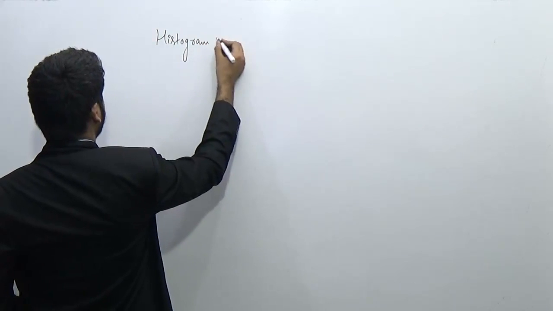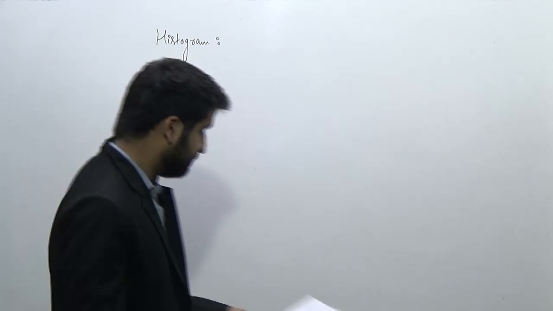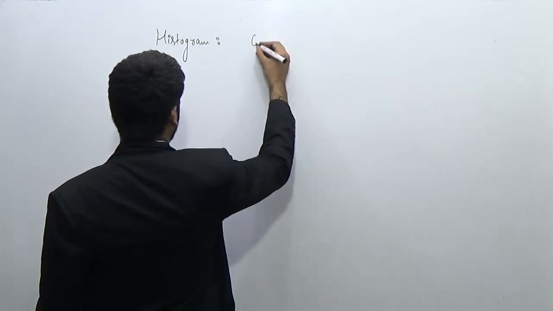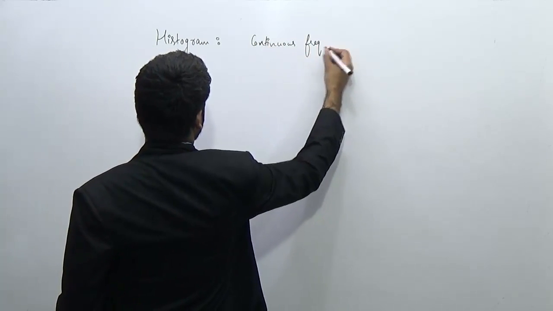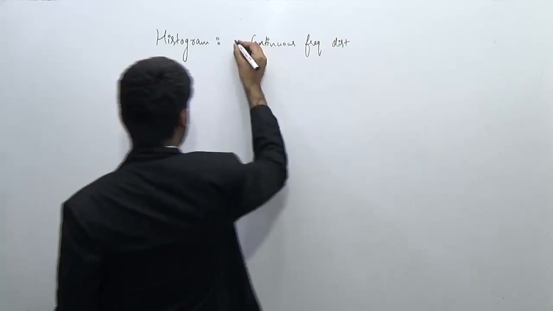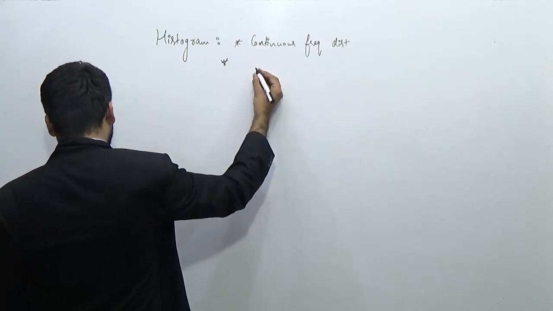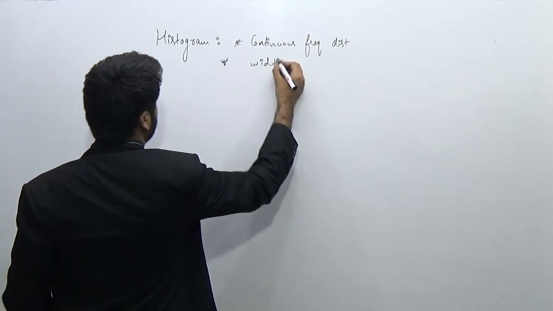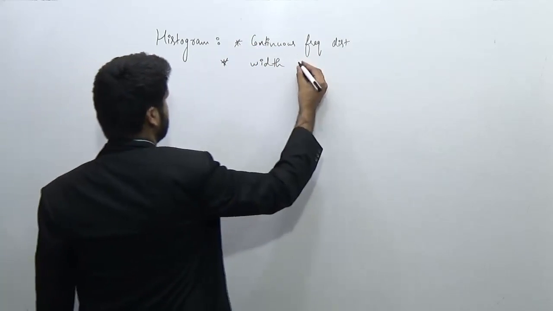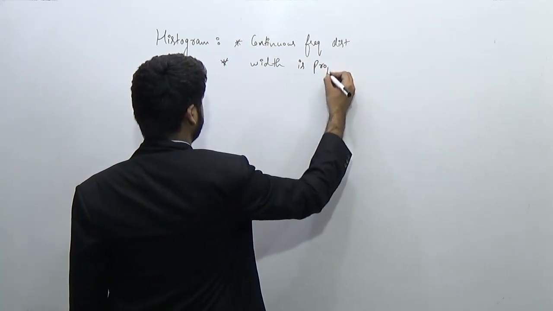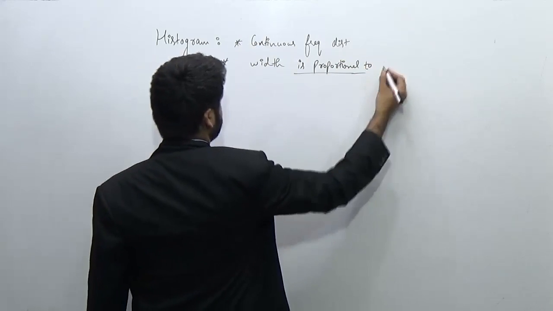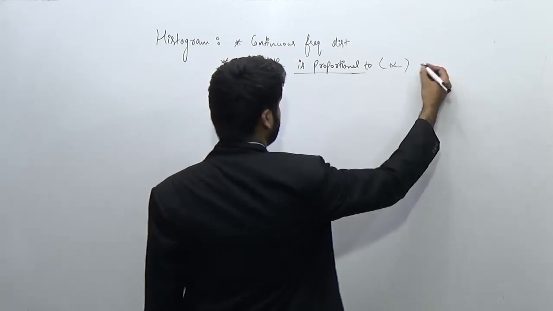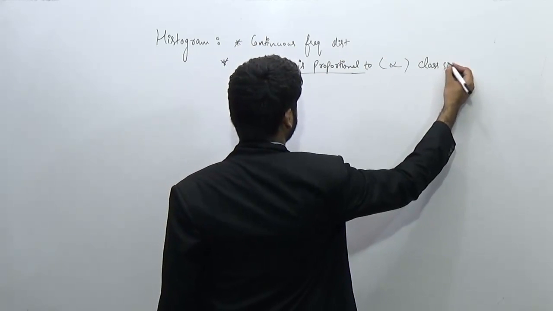In the case of histogram, I already told you this is a continuous data and this is also a form of a bar graph only. But this is for a continuous frequency distribution. So this is the first property of a histogram. The second property is that the width is directly proportional to, now the symbol of proportional to is like this. Width is proportional to the class size.